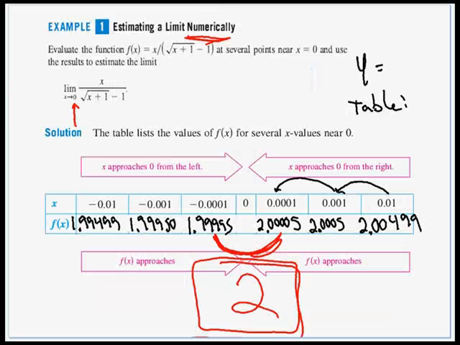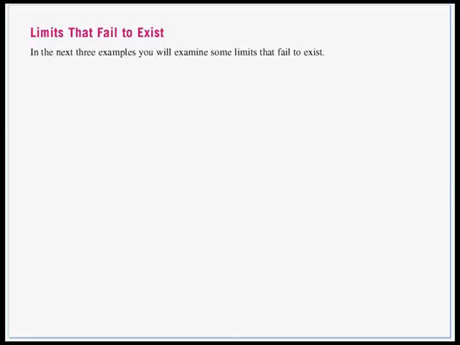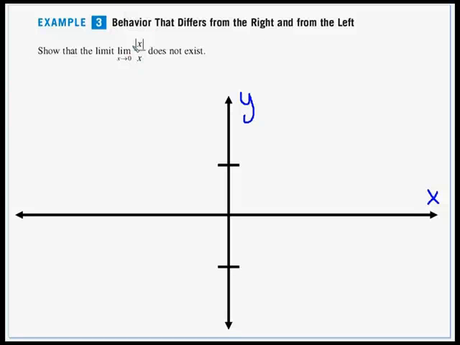Earlier when we were doing our tables, when we approached from the right hand side and when we approached from the left hand side, we were approaching the same number. That's not always going to happen. And usually a dead giveaway for that is you're going to see some absolute value bars somewhere in your function. So here we have the limit as x approaches 0 of the absolute value of x divided by x. Let's start here on the positive side.